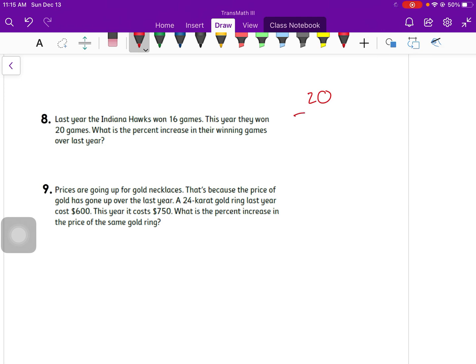So 20 games minus 16. I know 16 is the original, but I just need to figure out the difference in the amount of games that they won. So they won 4 more games. Originally they won 16. Okay, this is the original. It's important that we use original, not the biggest now, not 20. And we're asking for the percent change, so I'm going to put x.